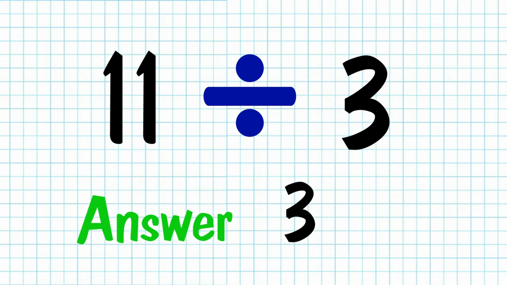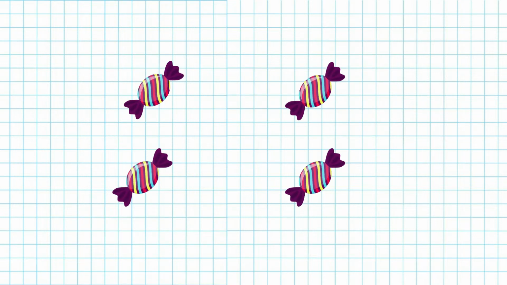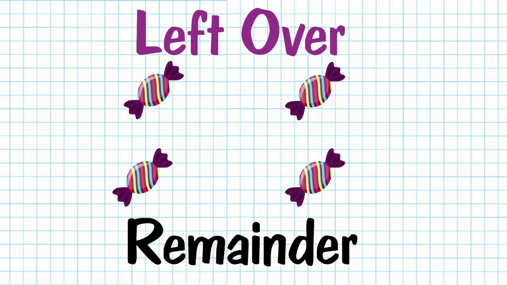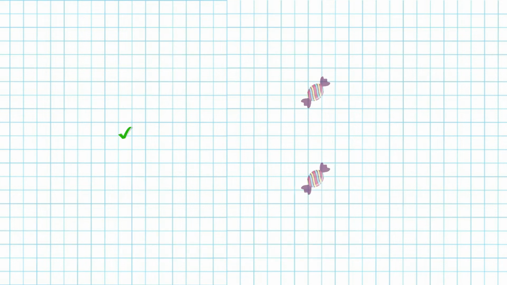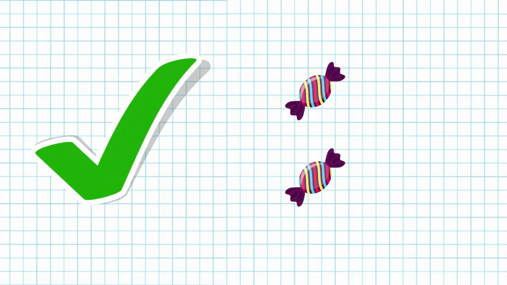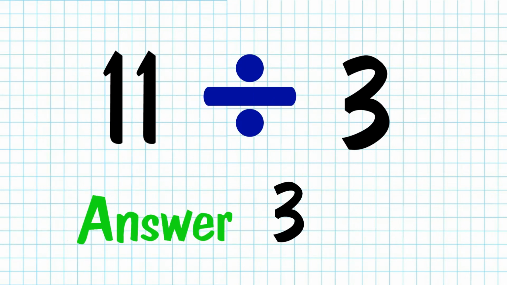But wait, we had some candies left behind. We call those leftover candies the remainder. Do you remember how many candies were left behind? Yes, right. We are left with 2 candies. So, we will add the remainder to the answer as well. Now the complete answer is 3 remainder 2.